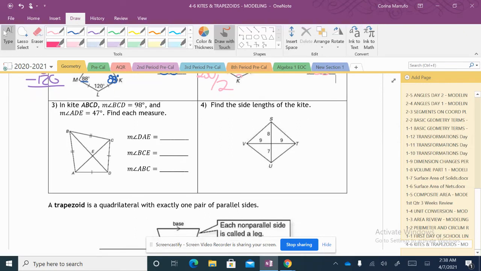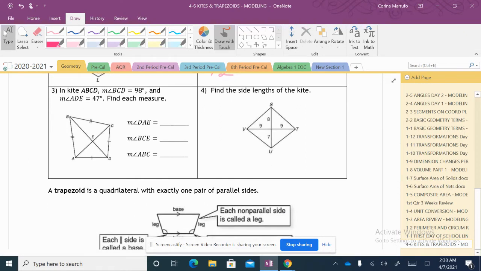Okay, so here it says in kite ABCD, the measure of angle BCD is 98 degrees. So B to C to D is this angle right here, the whole thing. That one is 98 degrees. Then it tells you angle ADE is 47. So A to D to E is 47 degrees. We also know, based off of the rules that we learned earlier today, that this angle right here where they intersect is 90. So this is 90, this is 90, this is 90, this is 90.